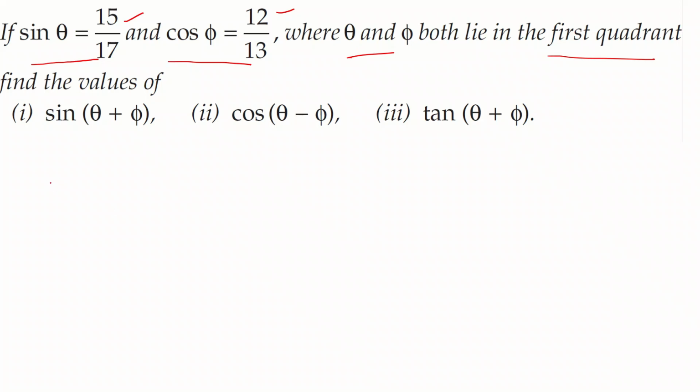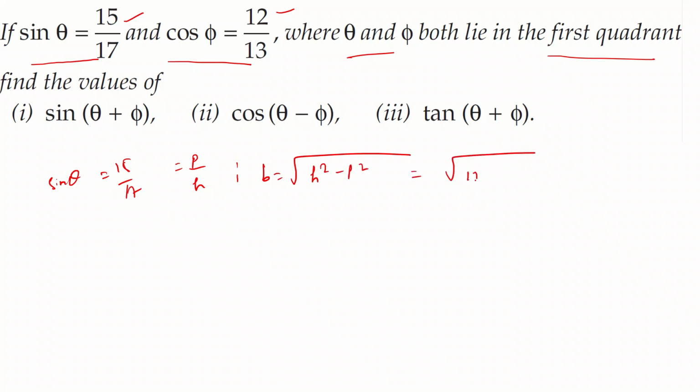So sine theta is 15 by 17. So this is perpendicular by hypotenuse. So can you quickly tell me what will be the base? Base will be root over h square minus p square, which is root over 17 square minus 15 square. So 17 squared is 289 minus 15 squared is 225. So what is the difference? It's turning out to be root over 64, which is equal to 8. Alright, so this is what our base turns out to be.